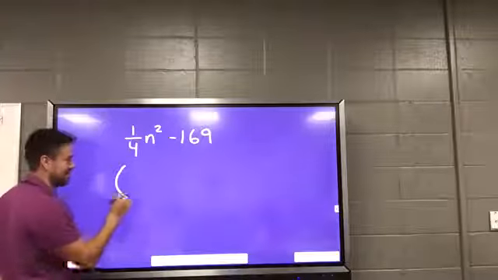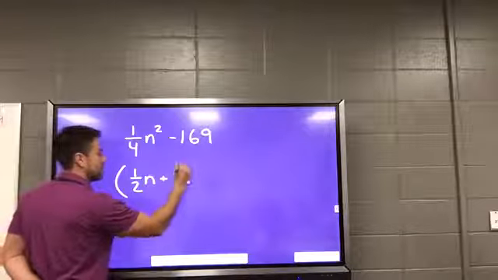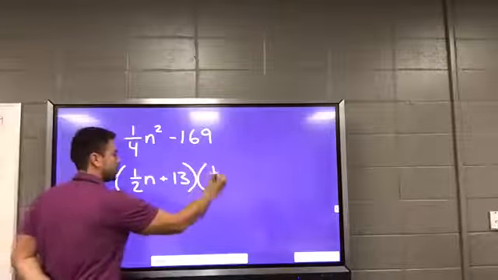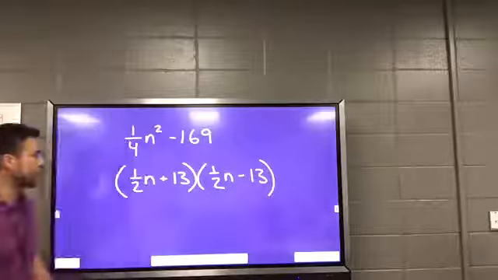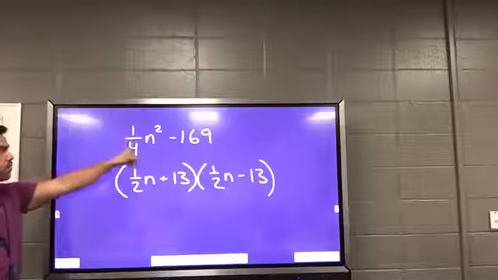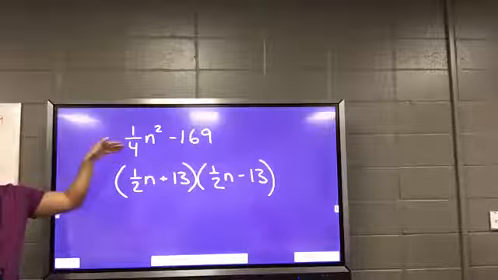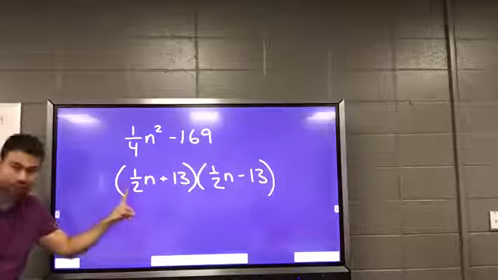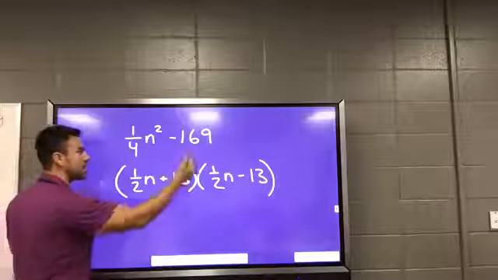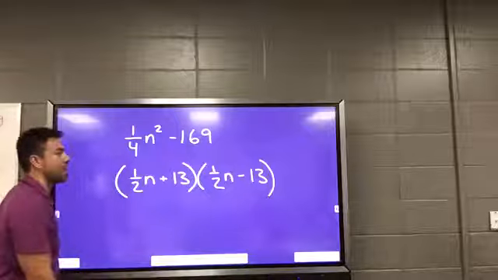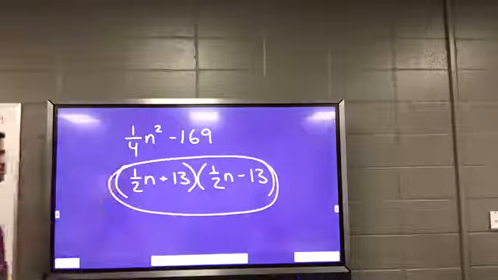Yep. 1/2 n plus 13, and then 1/2 n minus 13. Okay, listen carefully. What is the square root of 1/4 n squared? What times itself is going to get me 1/4? 1/2. So it's 1/2 n times 1/2 n, 1/4 n squared. What times itself is going to get me 169? 13. So you plus and you minus it. That would be your factoring right there. It's the difference of two squares.